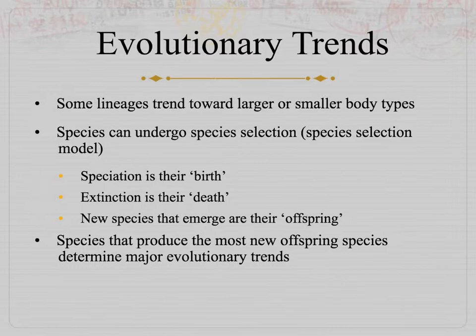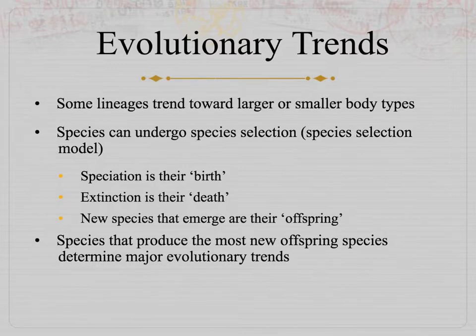So finally, our last topic is on trends. Can we pick out evolutionary trends in lineages? And yes, we can. We can see that some lineages have a tendency or a trend towards getting larger, or some have a tendency towards getting smaller in their body types or in their structures. Just like a population can undergo selection and have evolution from that, we can say that species can undergo a type of selection called species selection.